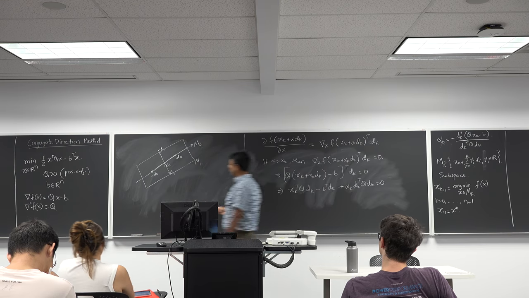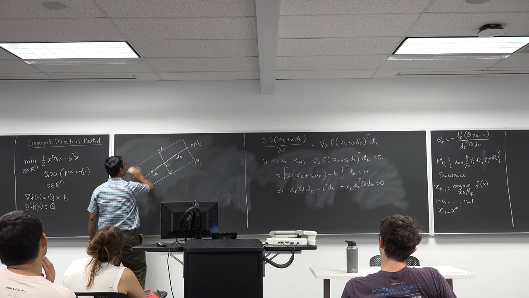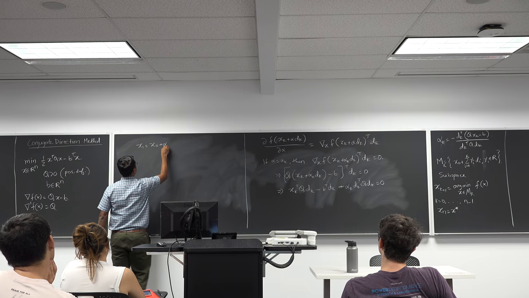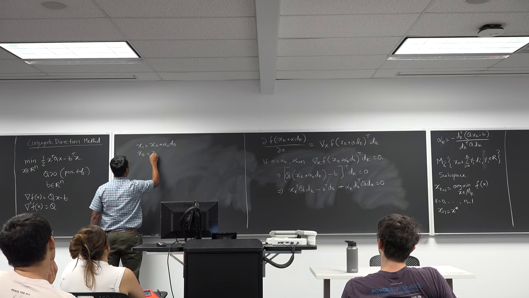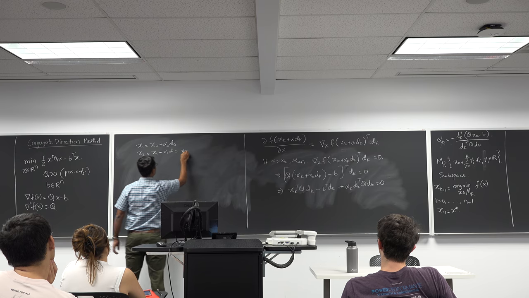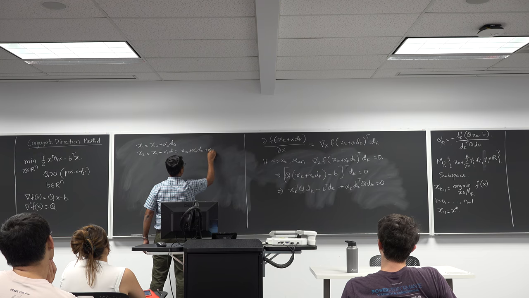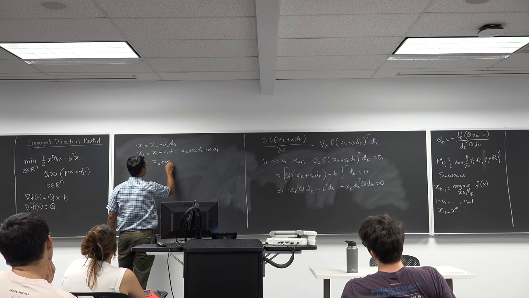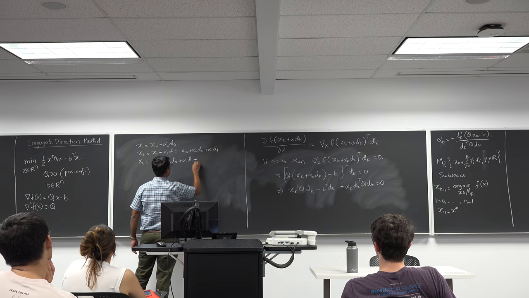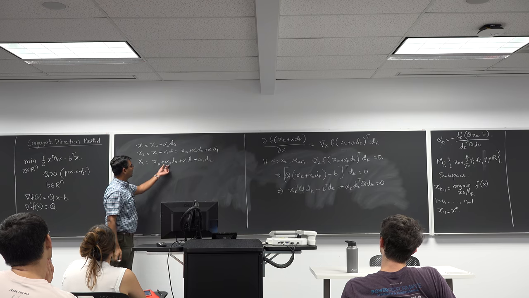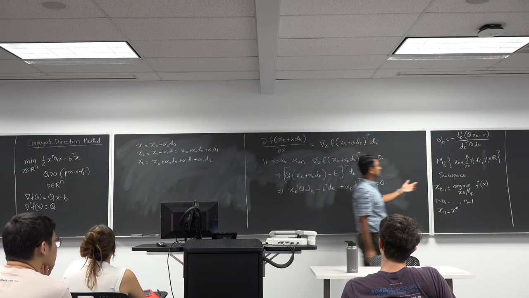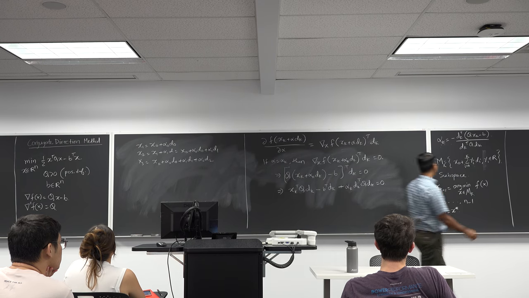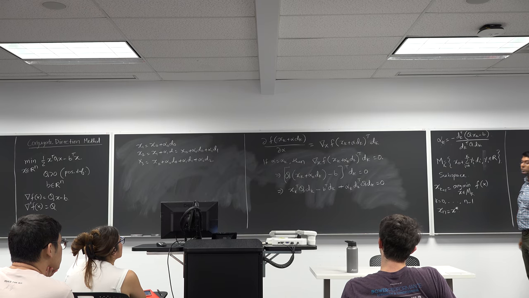So if you look at X1, let me write it here again. X1 is X0 plus alpha 0 d0. X2 equals X1 plus alpha 1 d1. You can keep doing this again and again. So as you can see, these vectors actually lie in this subspace. That's the intuition behind why xk plus 1 is minimizing the function over this particular space, Mk.